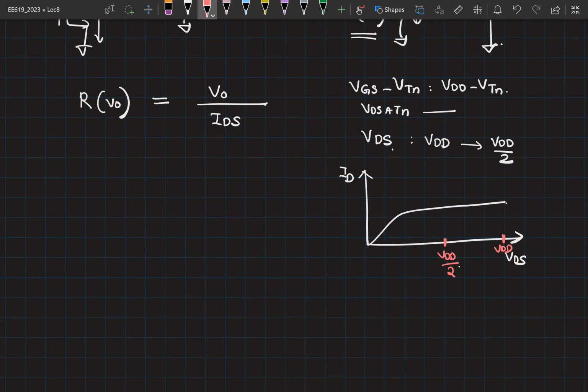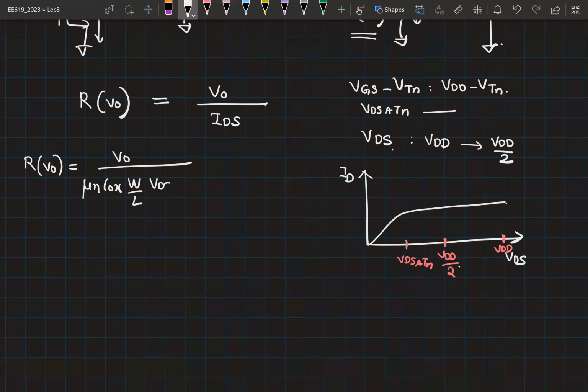Right? And if you are assuming a short channel transistor, very high chances that the VD sat n is going to come before this. So I will write the expression for R of V0 as V0 by mu n COX W by L into VD sat n into VDD minus VTN minus VD sat n by 2 into 1 plus lambda VDS, which is V0.